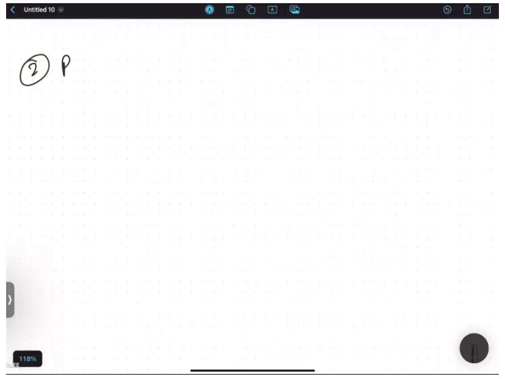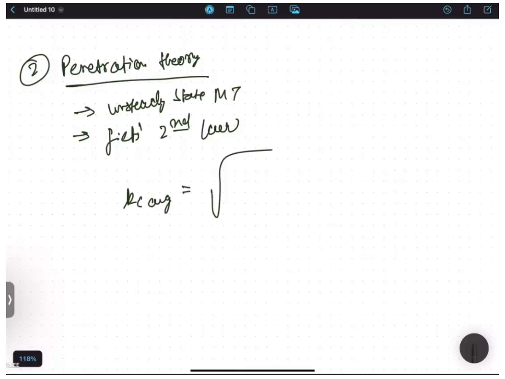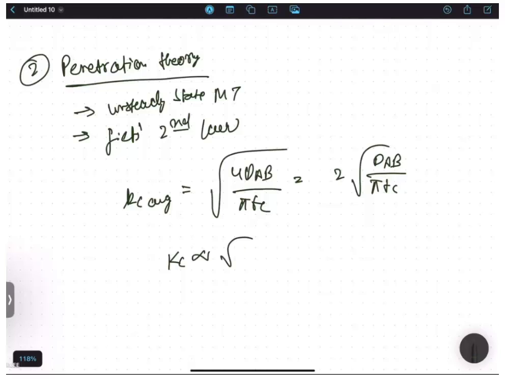The second is penetration theory. What is penetration theory? What things do you have to remember? Just in very short, it is unsteady state mass transfer and Fick's second law is valid here. And here you get that your Kc average is equal to root under 4 dAb divided by pi Tc, that is equal to 2 root under dAb by pi Tc. You just remember the formula now. Deriving this is not possible. I'll just tell you the idea. And from here you can write that Kc is directly proportional to root under dAb.